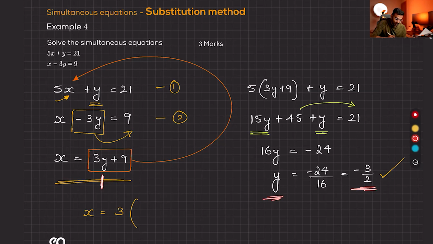So instead of this y, we're going to write what? What do you guys think? Instead of that y, we're going to write minus 3 by 2 plus 9. You guys with me? Yeah? So when you add this up, this is a multiplication of fraction now. All right. Can you guys just tell me what would this be?